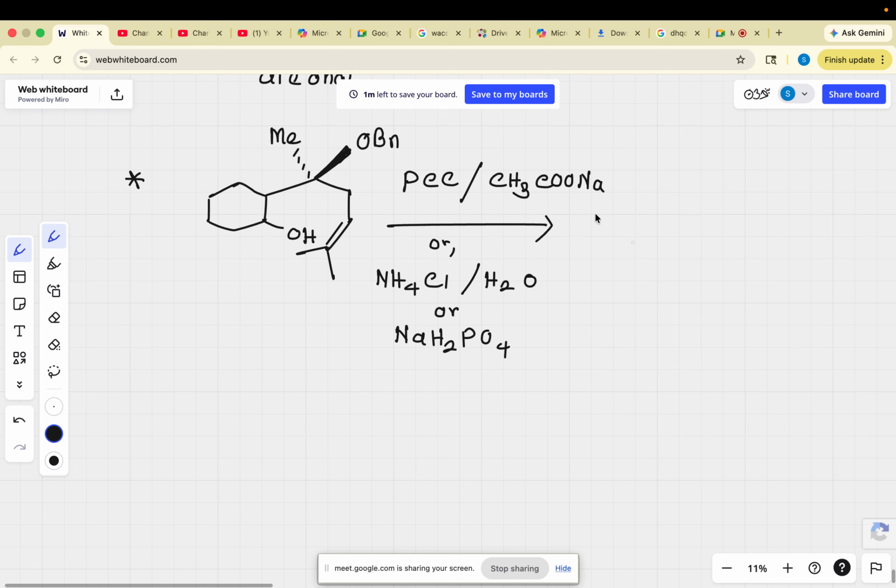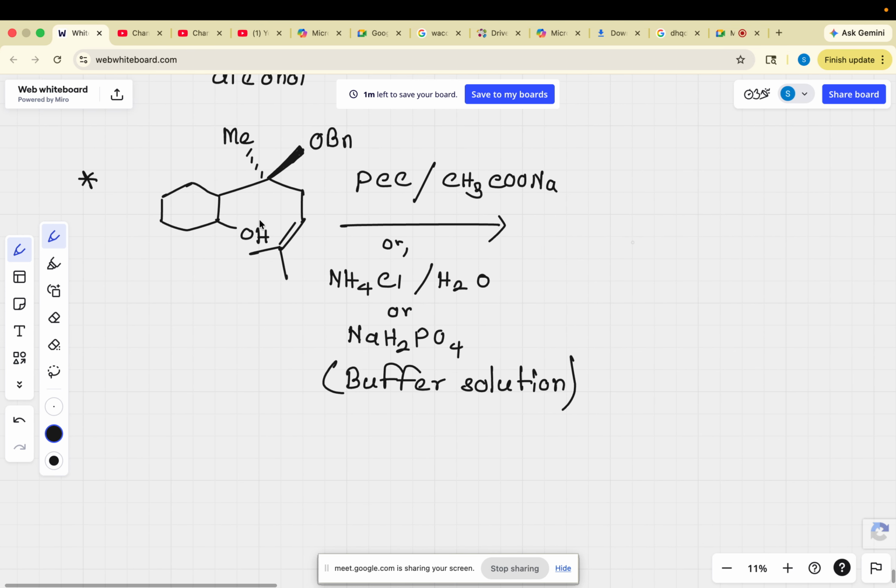So basically they are using PCC in the presence of sodium acetate or ammonium chloride, water or NaH2PO4. This is known as your buffer solution. So what will happen? Which alcohol is it? Secondary alcohol. In the presence of PCC, secondary alcohol will convert to what? Ketone. Just make it a double bond O. That's it.